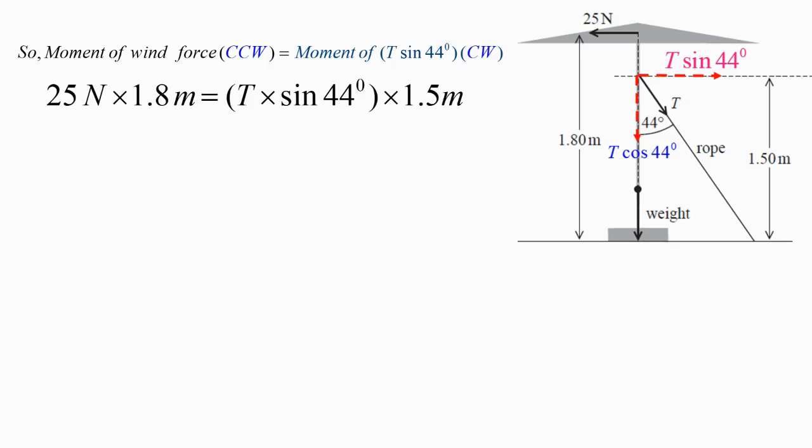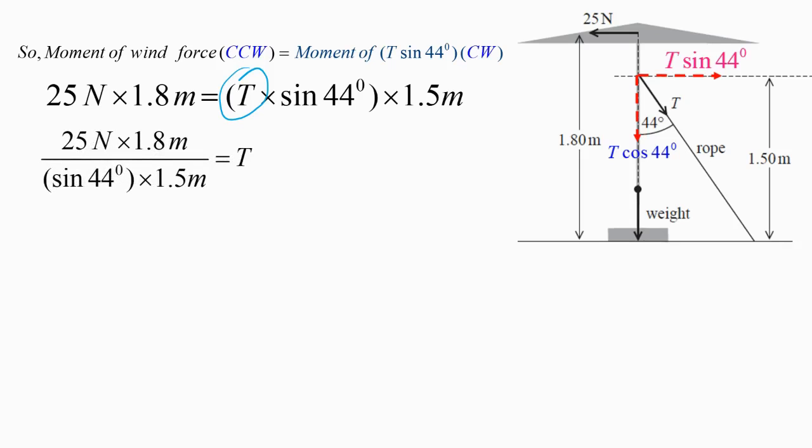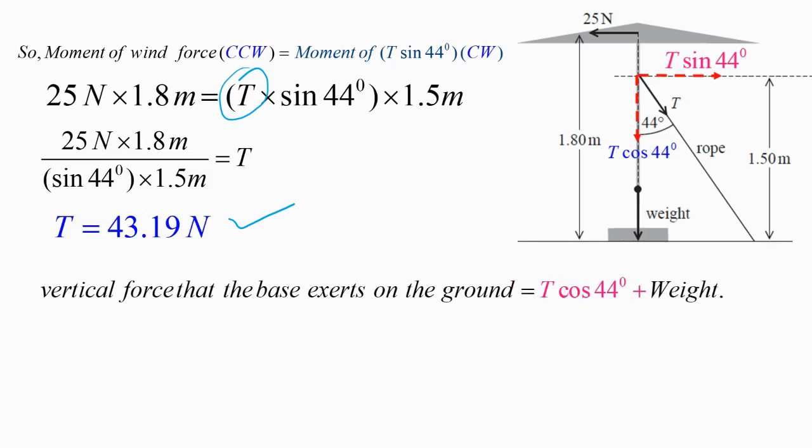So you can easily find the unknown value, that is, the magnitude of the rope tension. How can you find it? You divide 25 into 1.8 meter by sin 44 into 1.5 meter. So you can easily find the tension value. Finally, you will get the tension of the rope as 43.19 Newton.